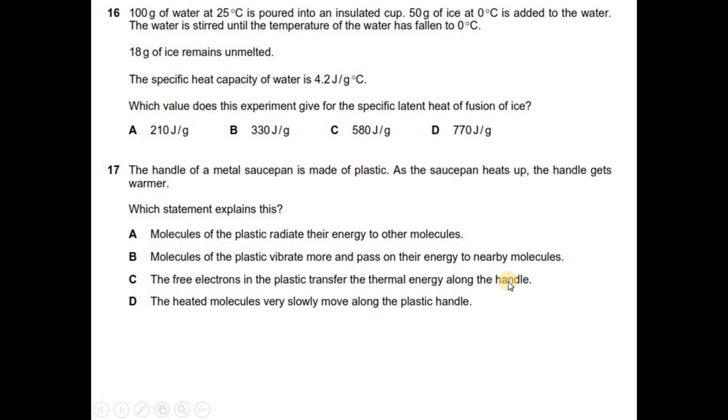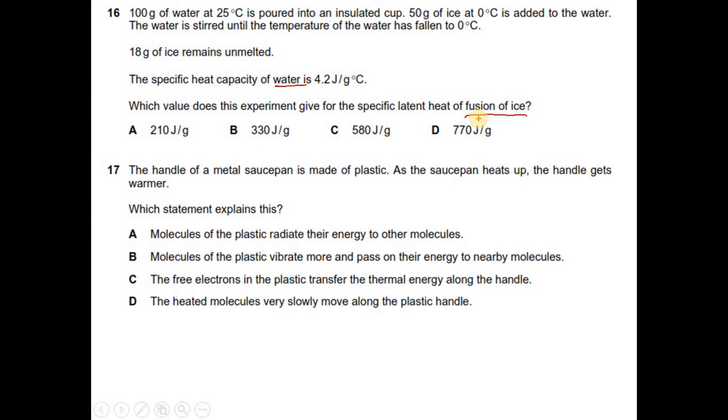Question number 16. 100 gram of water at 25 degrees centigrade is poured into an insulated cup. 50 gram of ice at 0 degrees centigrade is added to the water. The water is stirred until the temperature of the water has fallen to 0 degrees centigrade. 18 gram of ice remains unmelted. The specific heat capacity of water is 4.2 joule per gram per degree centigrade. Which value does this experiment give for the specific latent heat of fusion of ice?